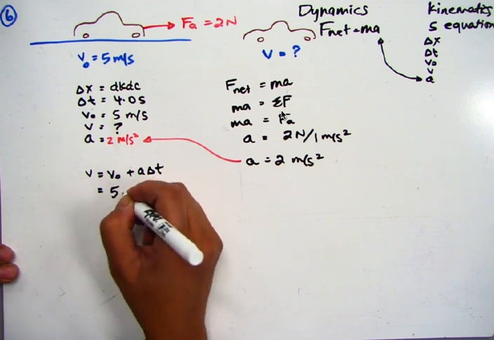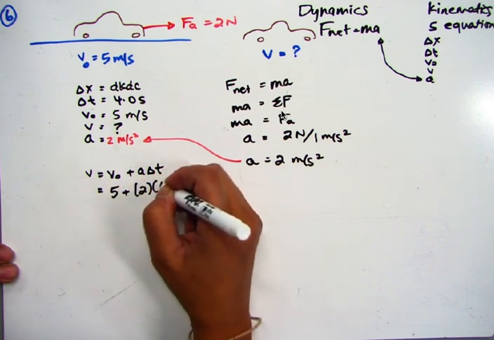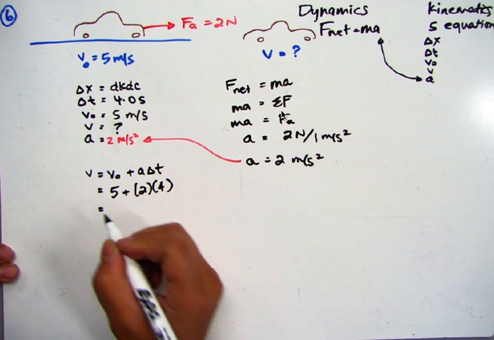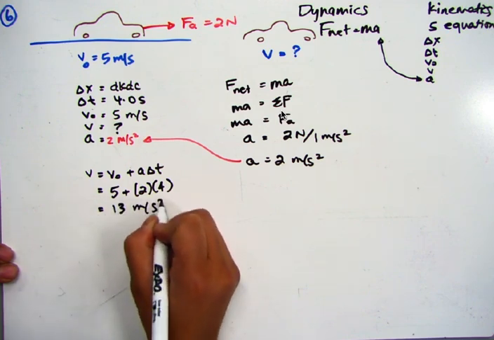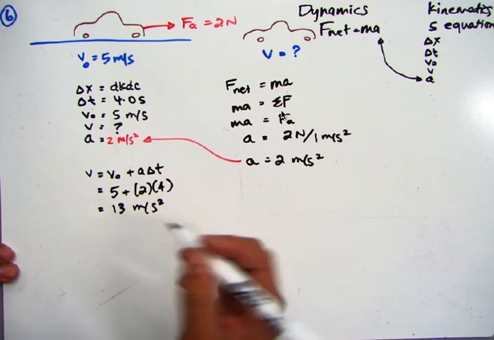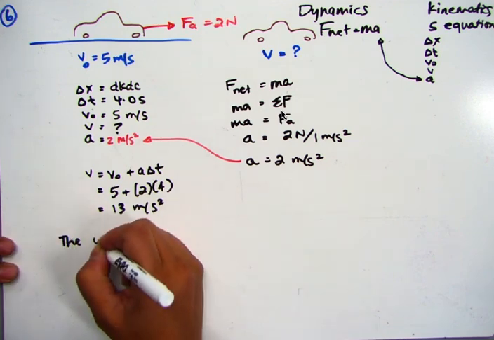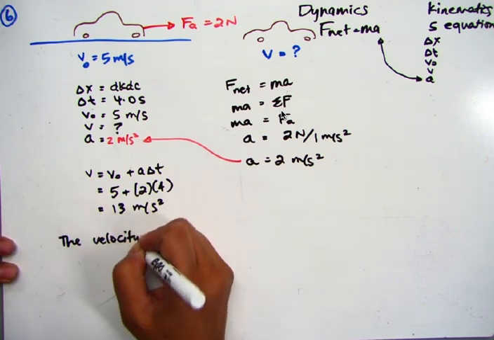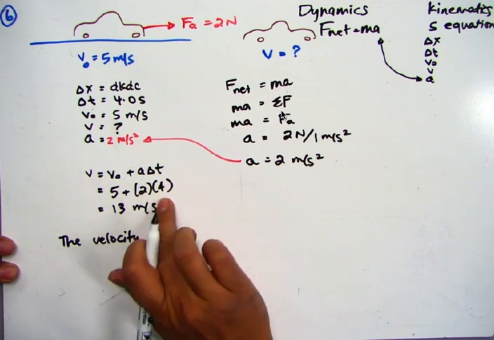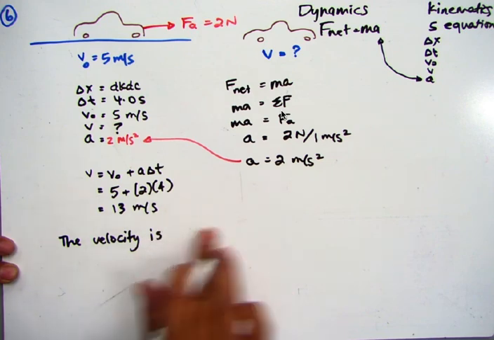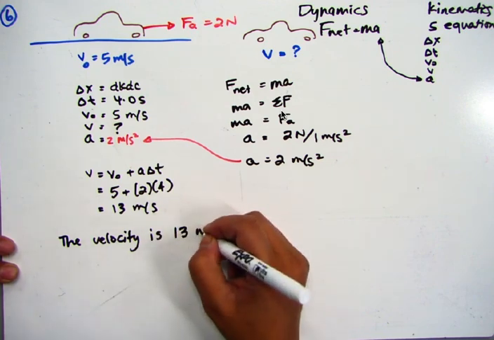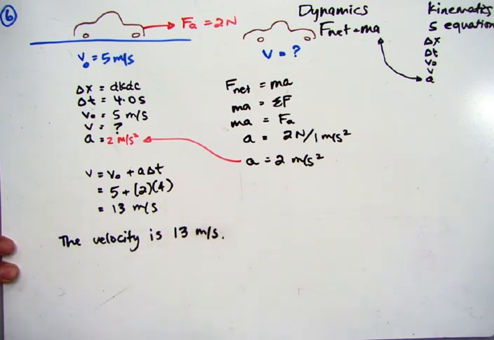So it's 5 plus, and we've got 2 times 4. So we've got 5 plus 8, and that equals 13. The question is, what's the velocity? So the velocity is, oops, not squared, just meters per second. 13 meters per second. Okay, and that's how you solve this question.